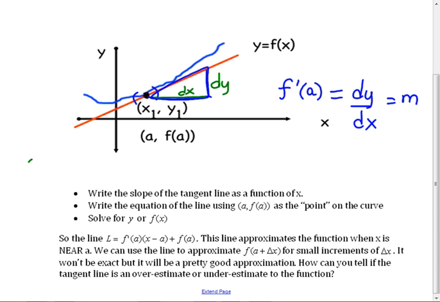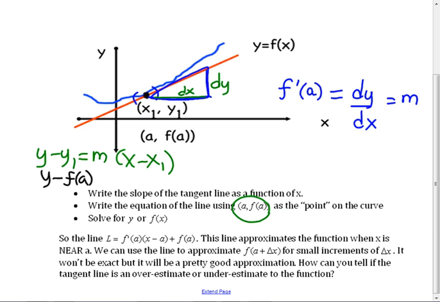I want to write the equation of the line using this point, a, f of a. So remember, it's y minus y1 equals m times x minus x1. There are reasons why I want to do this dy over dx. So what is this going to be? It's y minus, what's y1 in terms of a? f of a equals my slope, which is f prime of a, times x minus a.